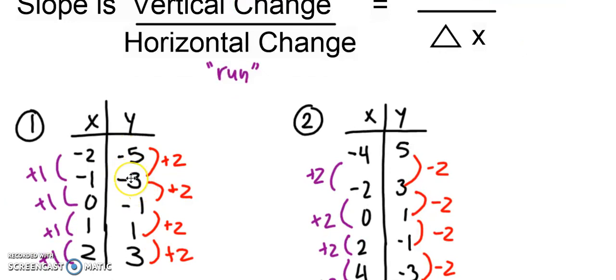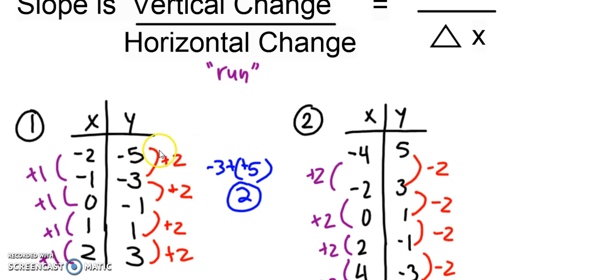We're actually taking -3 minus -5. When I do that, I end up adding my double negative. -3 plus 5 is 2. So the way I actually get that common difference, or that change in y, is by subtracting.